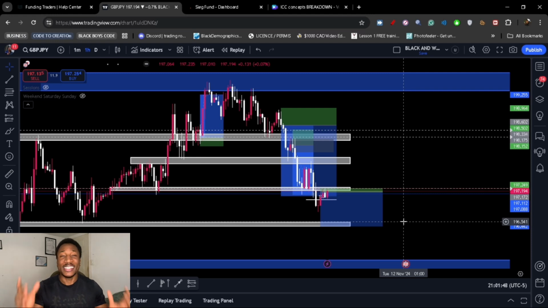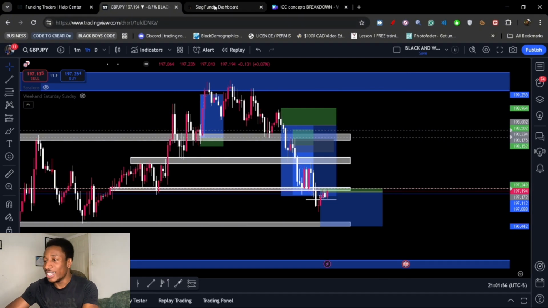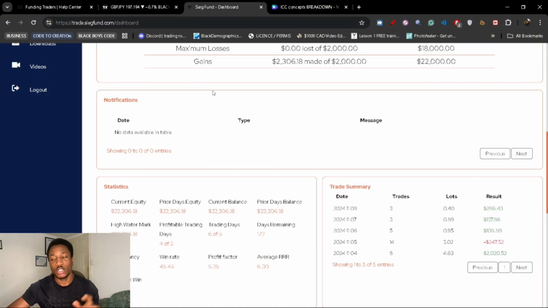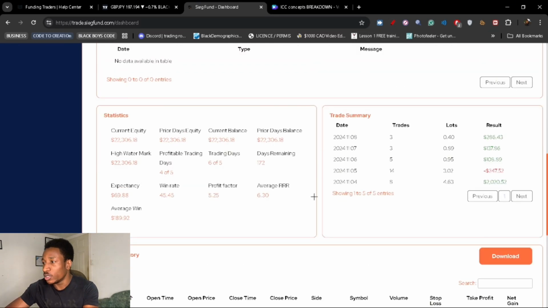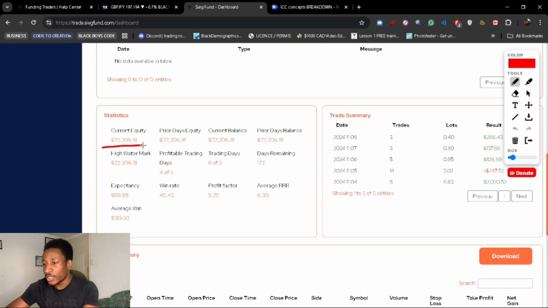So in today's video, I am going to be giving you this A plus setup that you can use to become profitable. This A plus setup has literally helped me pass my phase 1 challenge of my SIEG fund. As you can see here on my dashboard, the current equity on my account is 22,000. My profit target was 10% and I was actually able to hit that on my first trade.